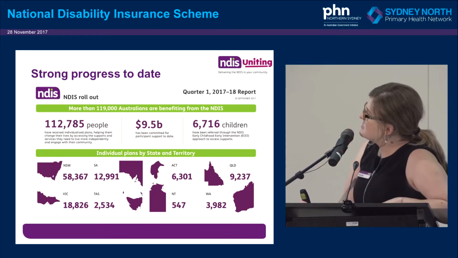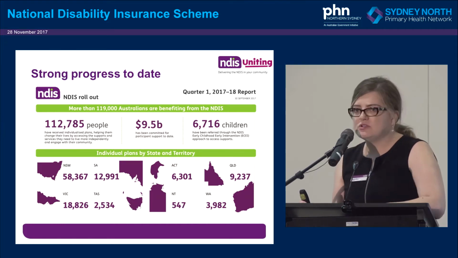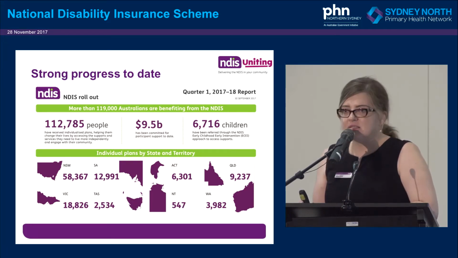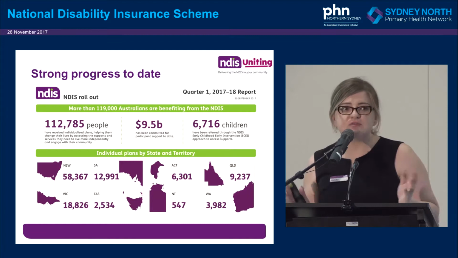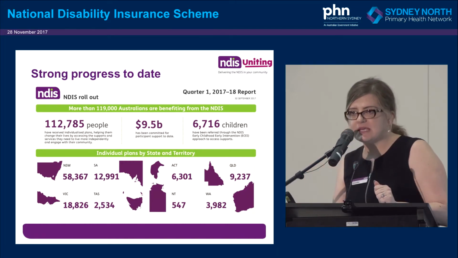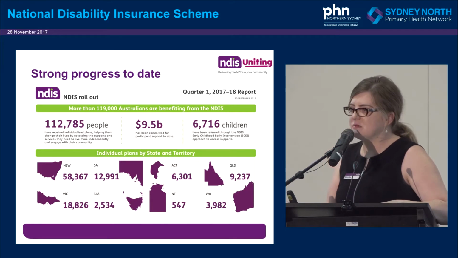And out of those people, 6,716 were children, so little ones from 0 to 6 years of age. And we might not go into too much detail today, but I will mention that there's a different pathway for these little ones to come into the NDIA. And that's what we call the Early Childhood Early Intervention pathway.